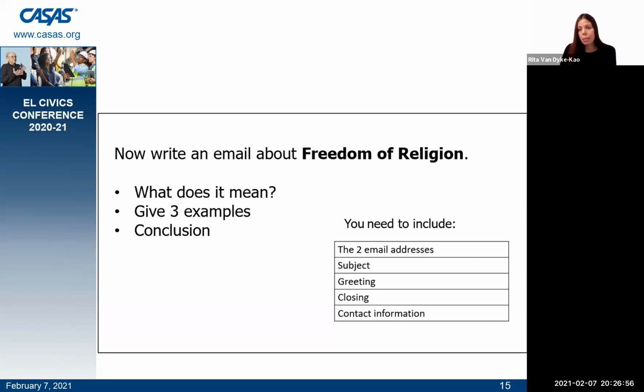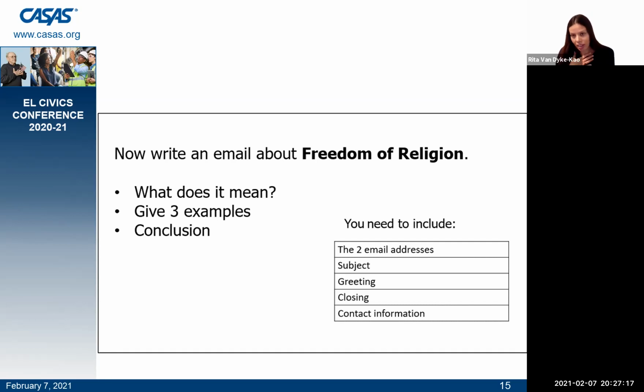Students had to write an email. And the topic is freedom of religion. So some of the freedoms that they're talking about with the citizenship prep. So what does it mean? Give 3 examples and then have a conclusion. And the students needed to include 2 email addresses, right?